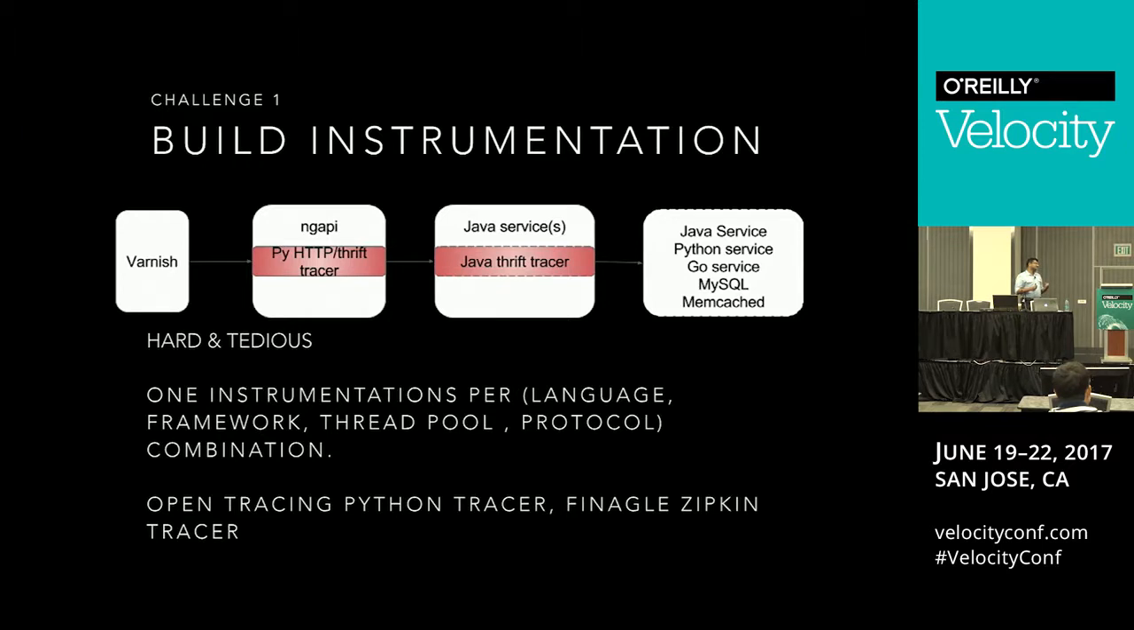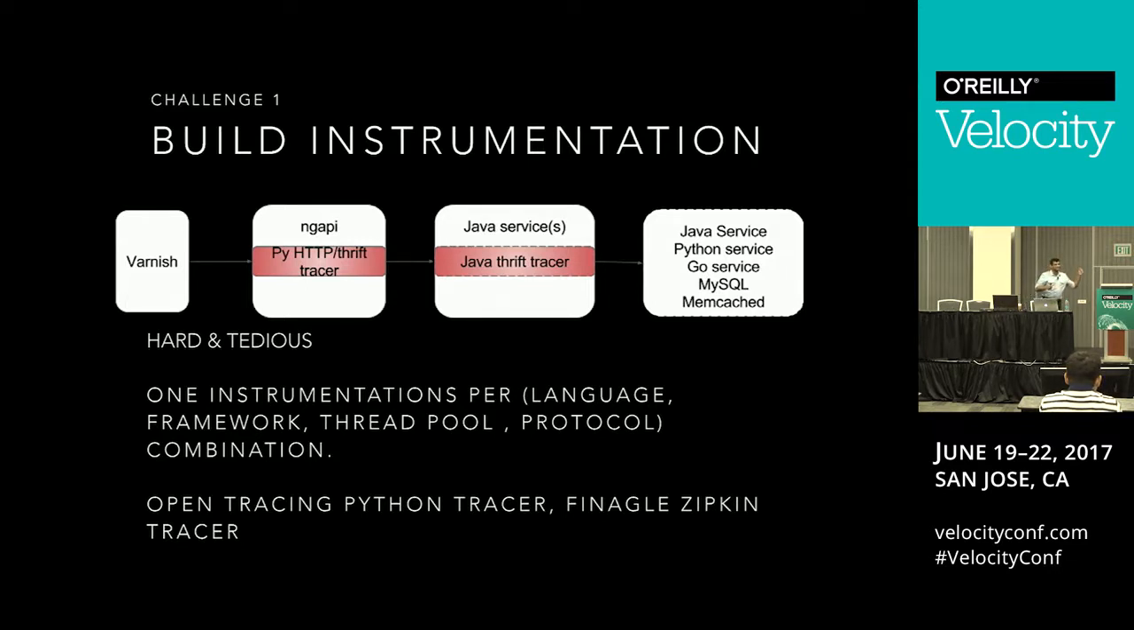The reason you have to do instrumentation whenever you adopt distributed tracing is, as developers, we like to build things and we like to make everything custom. So every company has their own custom web framework. So whatever you see in open source, it needs some adaptation generally to build that instrumentation. So that's the hard part. The tedious part actually comes because you're not just building instrumentation once. You're actually building instrumentation for a language, framework, thread pool, protocol combination. Let me explain what that means.